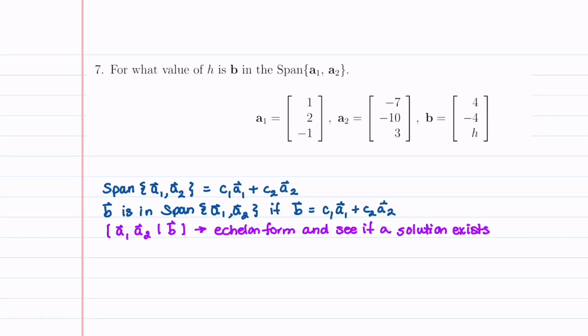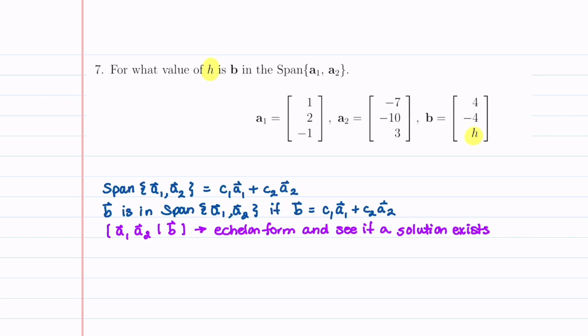In this question, we're asked to find the value of h. So there's an h, and let's look down here. There's our h and our b. So for what value of h is b in the span of a1 and a2? In other words, all we're having to do is pick a number for h so that our vector b is in the span of a1 and a2.